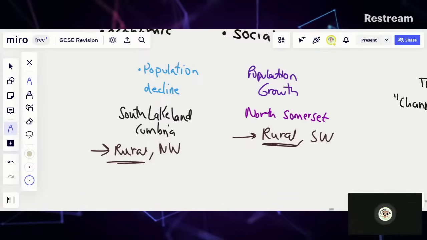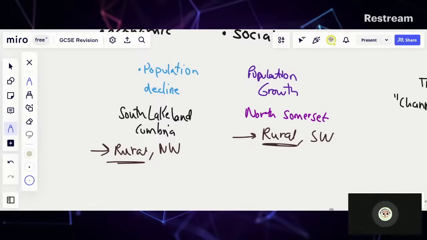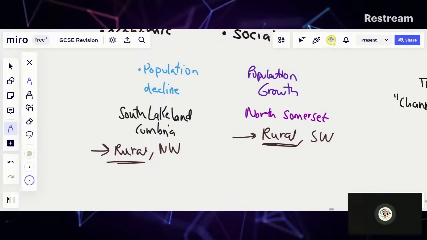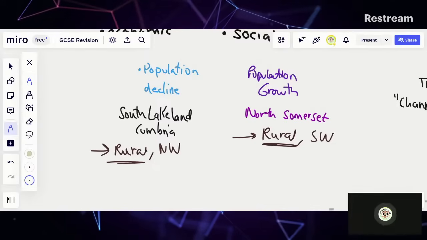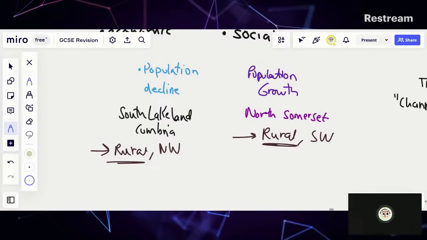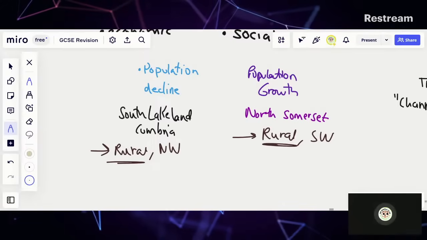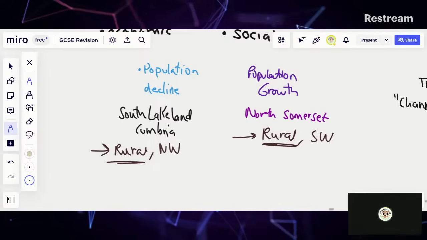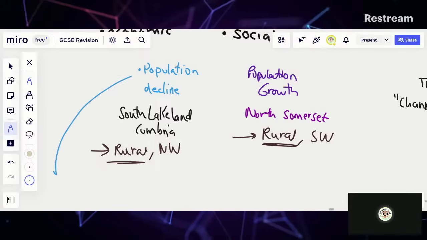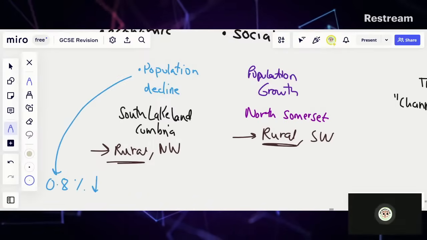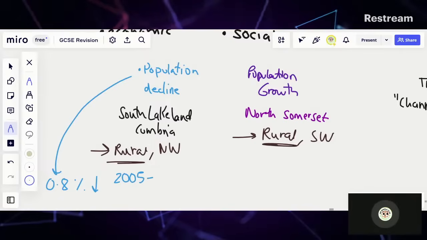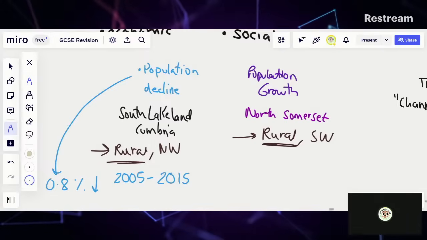Now, Cumbria includes things like the Lake District, if you've ever been there, and it's a district in the north of the country that also includes lots of boroughs such as Barrow-in-Furness. Now, the population of South Lakeland had decreased by 0.8%. So, as we're talking about population decline, it decreased by 0.8% between 2005 and 2015.